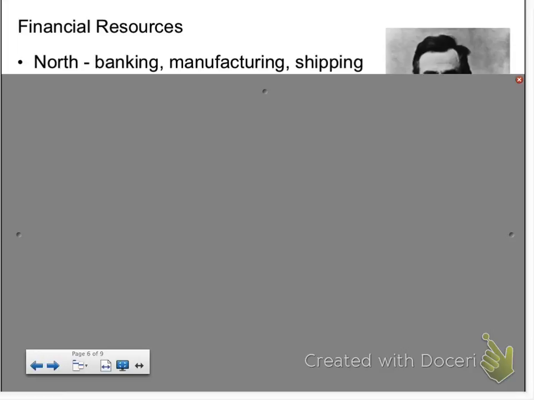Okay. The manufacturing and the shipping. Okay, a lot of shippers. So that's where the wealth was coming from in the North.